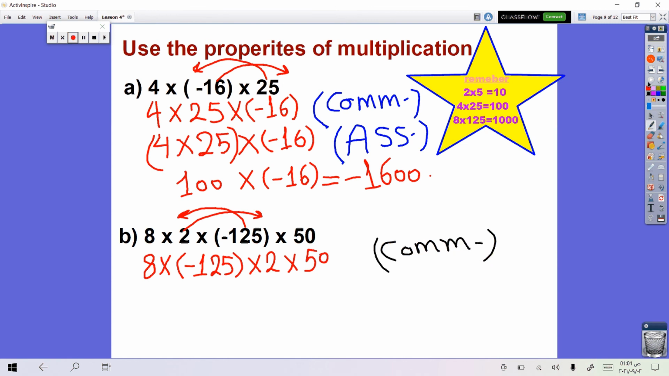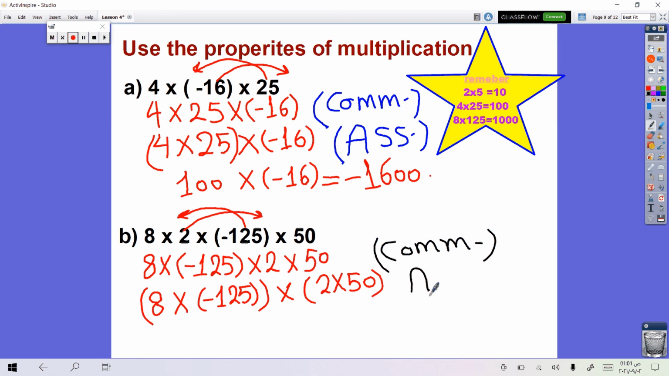Step number 2, you have to write the previous step again. 8 by negative 125, but you have to put the brackets, by 2 by 50. The name of this property is associative.